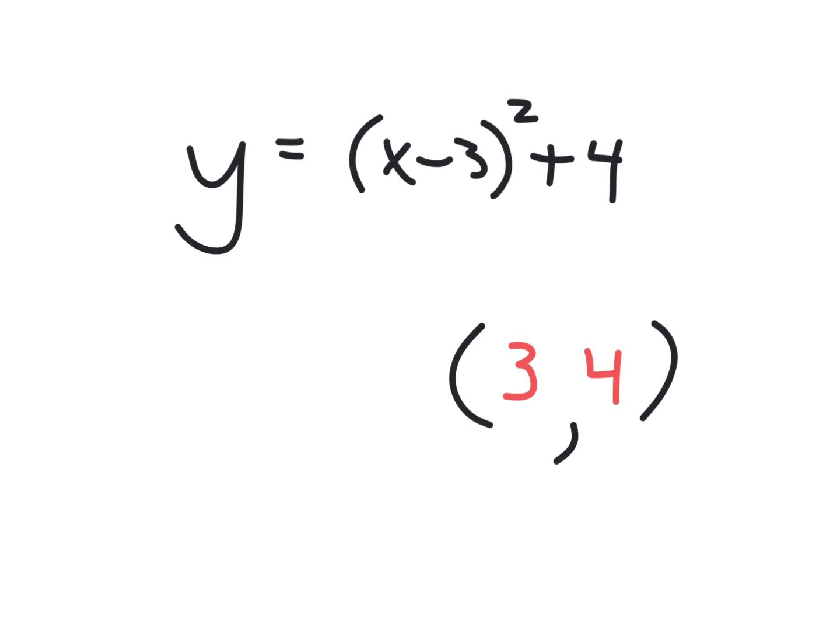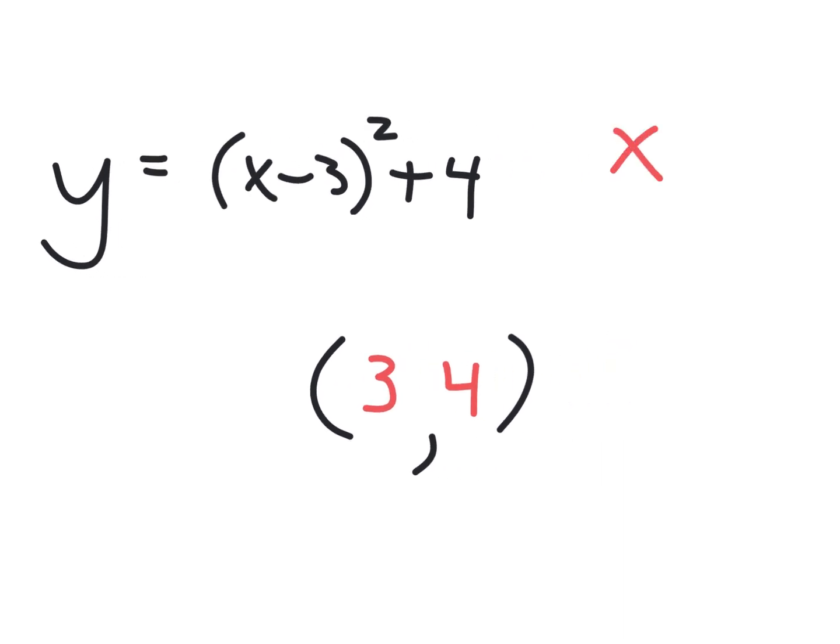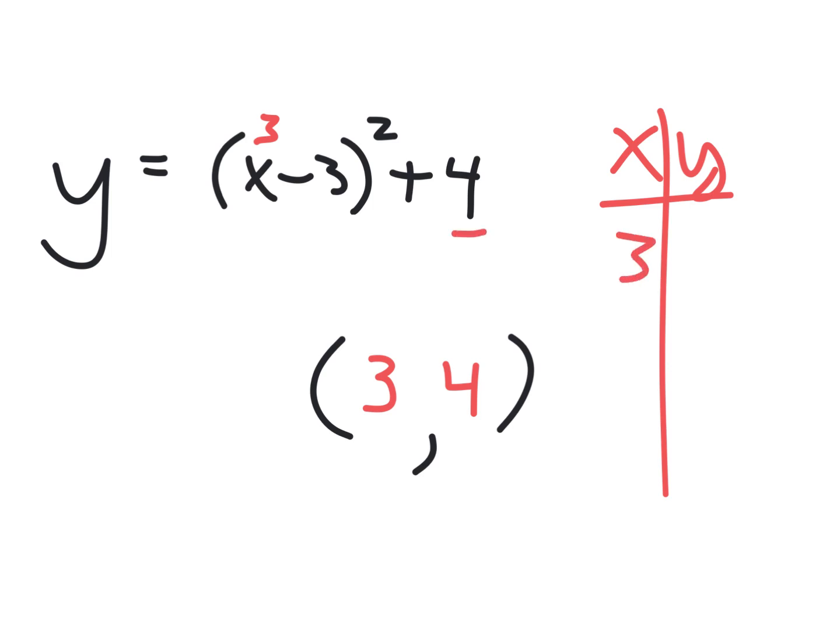Remember how this works? If you wanted, you could make an XY chart, couldn't you? And what would be the best number to put in? 3, because it makes the thing equal 0 at the beginning. And then that makes it easy to find the answer, which would be 4. Get how 3 comma 4 is an important spot? And in fact, it's really important. It's called the vertex.